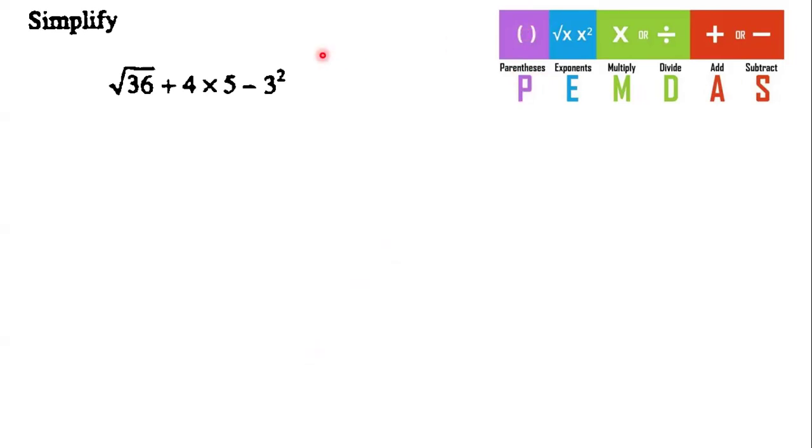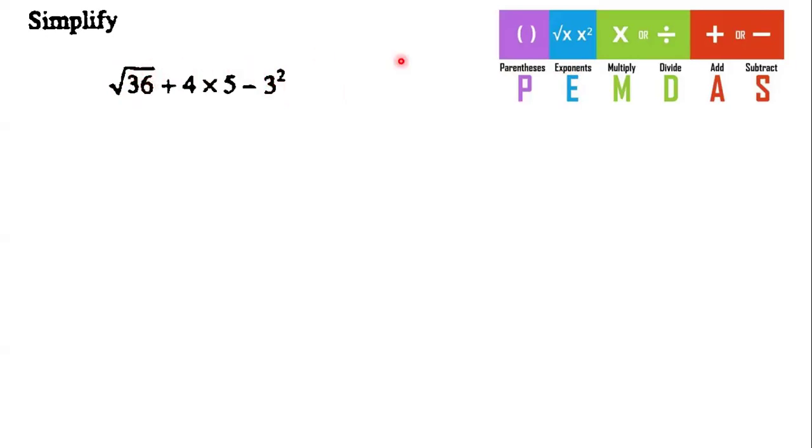In this question, are there any parentheses that we see? No. Since there are no parentheses, we don't have to worry about that in this question. The next thing we have is E, and E is for exponents. You have 3 squared, that's your exponent, and you have the square root of 36, that's also an exponent. These terms are the first things that we do.